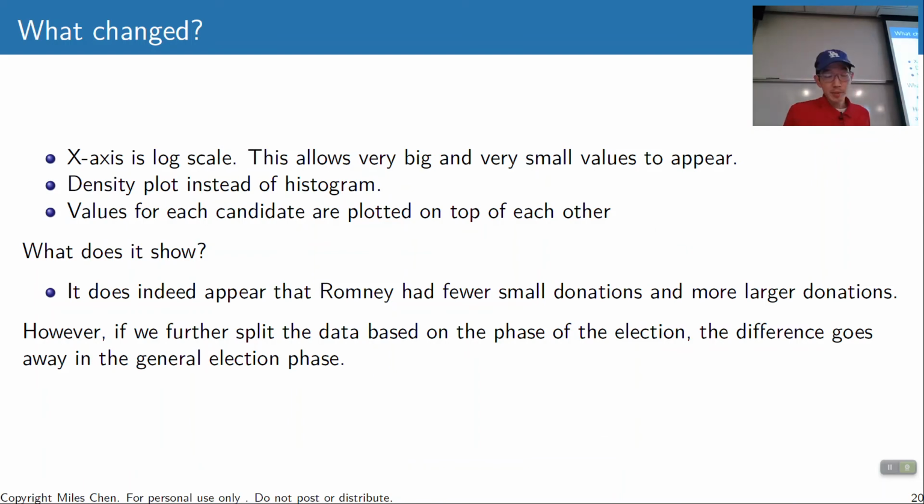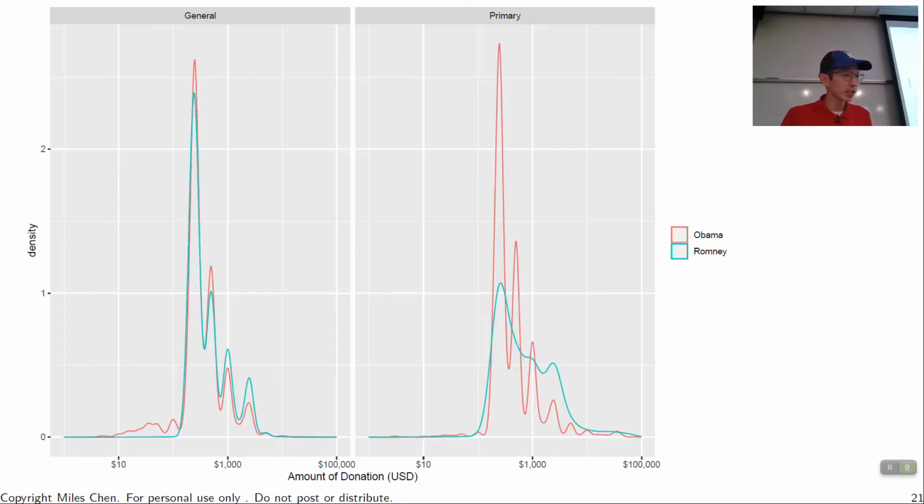So, these are some summaries of some of the changes that we've done. And so, it does appear that Romney had fewer small donations and some more larger donations, okay? If we split further based on the phase of the election, the difference goes away in the general election phase. And so this is during the primary part of the election, and this is the general election.